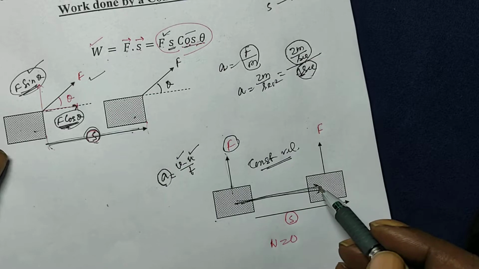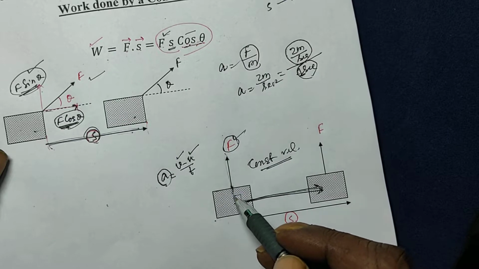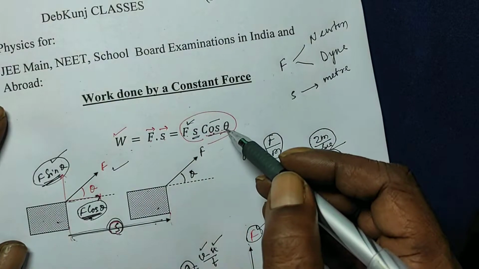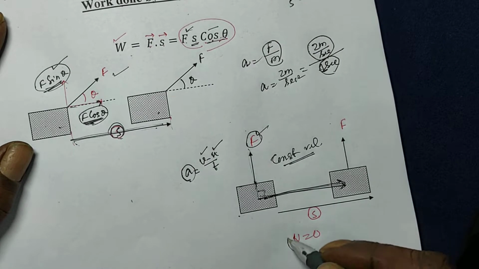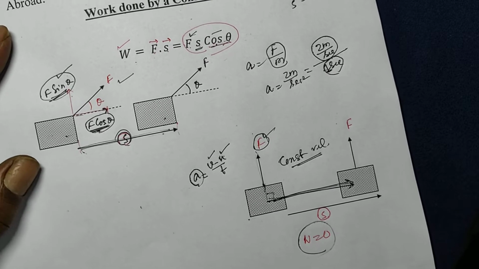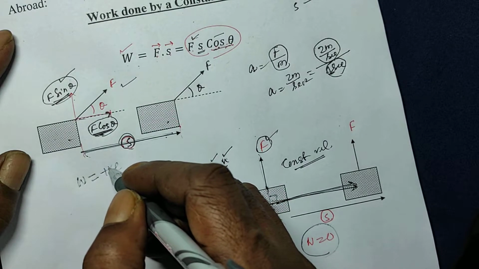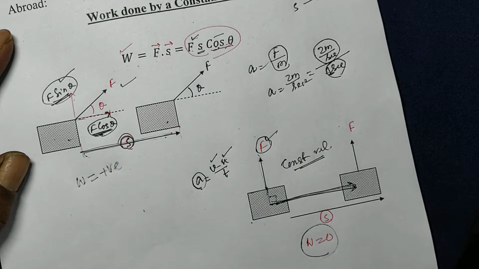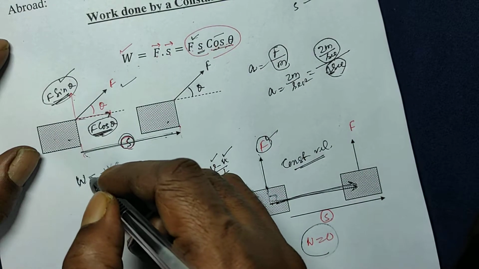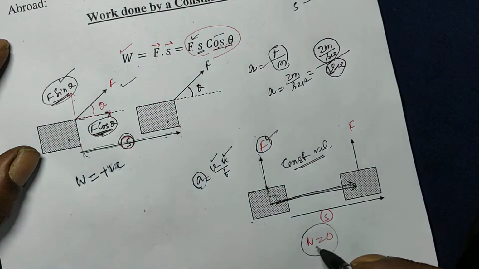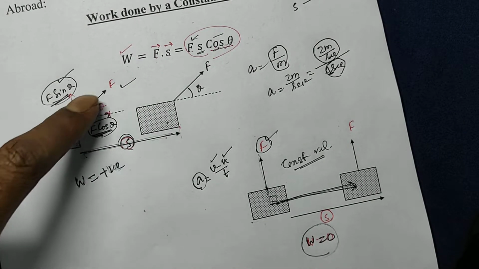But the displacement is to this side, and this F and this displacement are perpendicular to each other. So if you apply theta is equal to 90 degrees, work done is equal to 0. So in this case, work done is 0. And in this case, W is positive. Let me use a different pen. Okay. In this case, W is positive, and in this case W is equal to 0 because theta is 90.